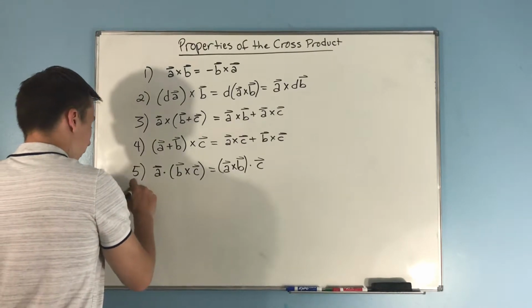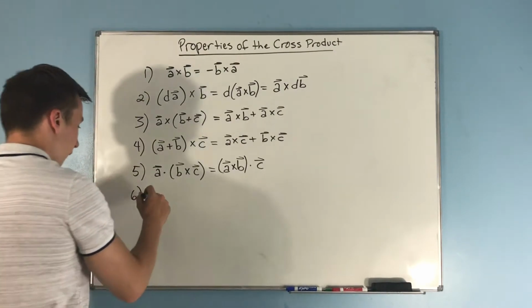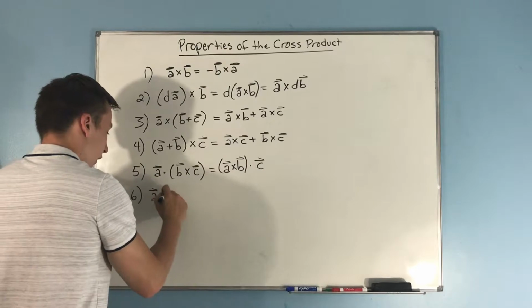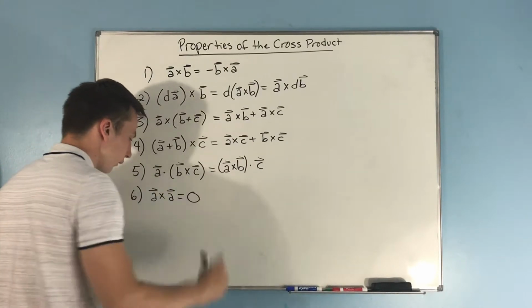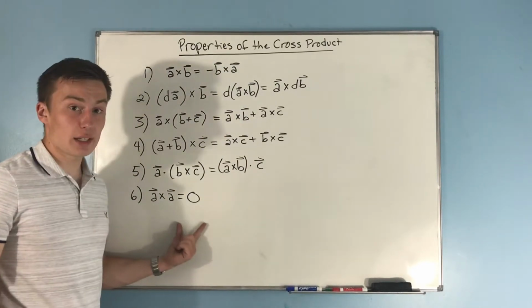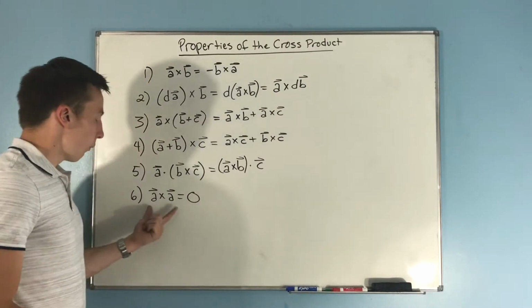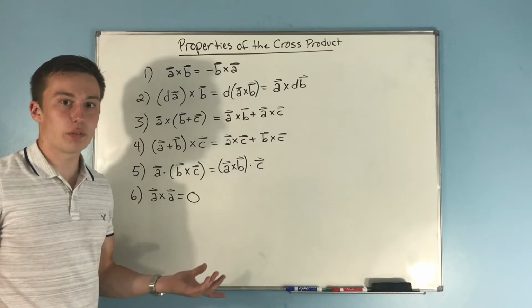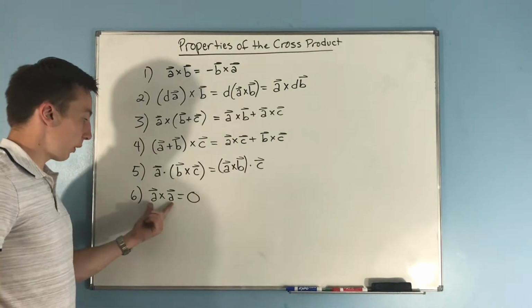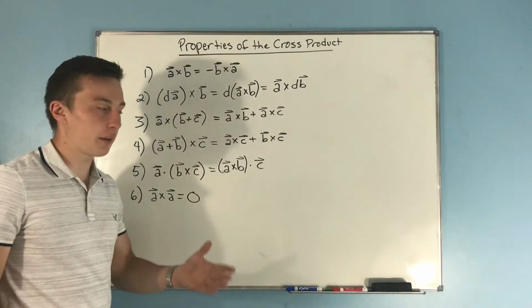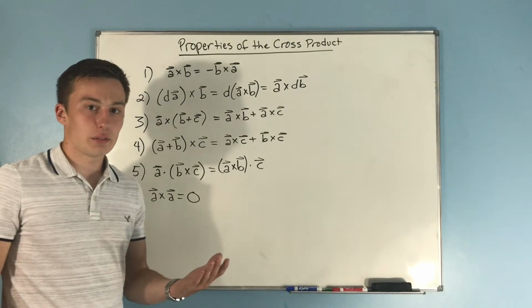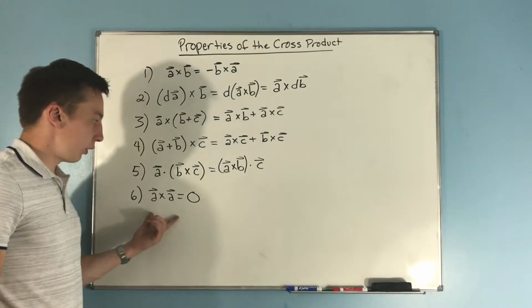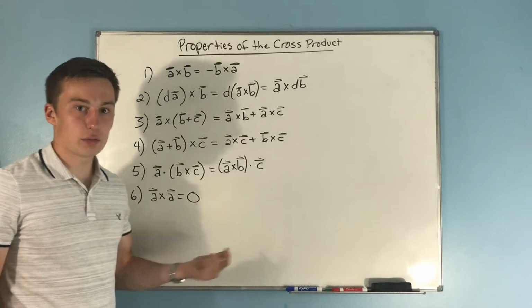Okay, so now the 6th property, we have vector A cross vector A equals 0. And this actually makes a lot of sense. Why does this make sense? Well, because vector A is pointing in the same direction as itself. These two vectors are the same exact vector, so they're parallel. They're parallel, so the cross product will be 0.